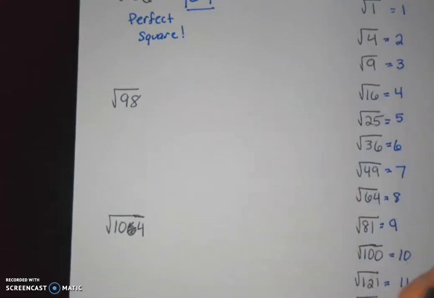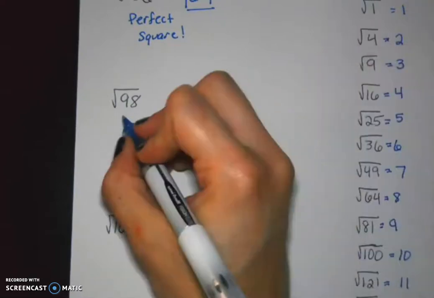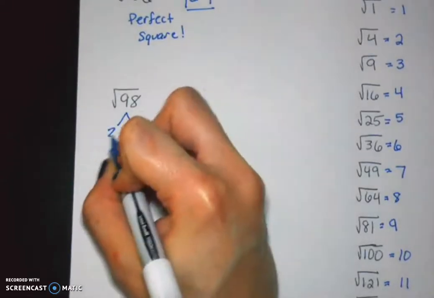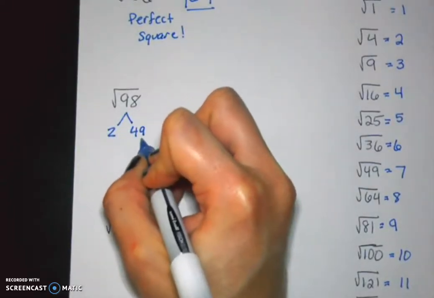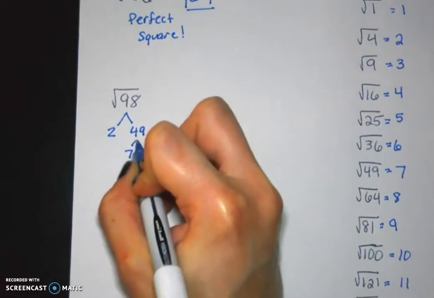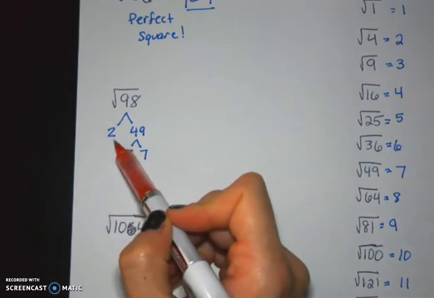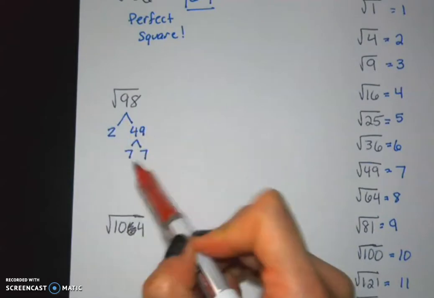The first thing that we are going to do is our factor tree. So our factor tree is going to be 2 and 49, and we know 49 is 7 times 7. Remember that you can use a calculator, and you start by dividing by your small numbers and slowly get bigger to help you build out your tree.